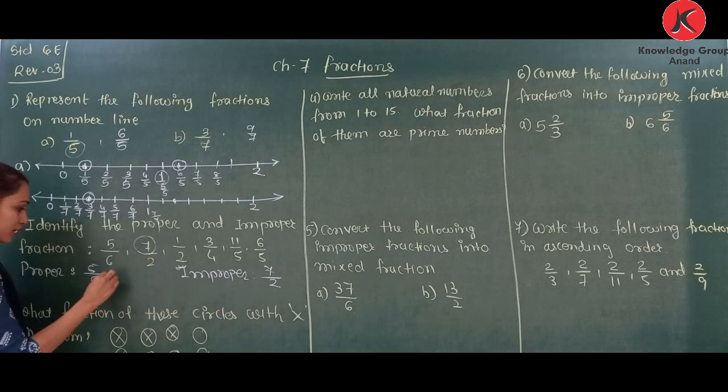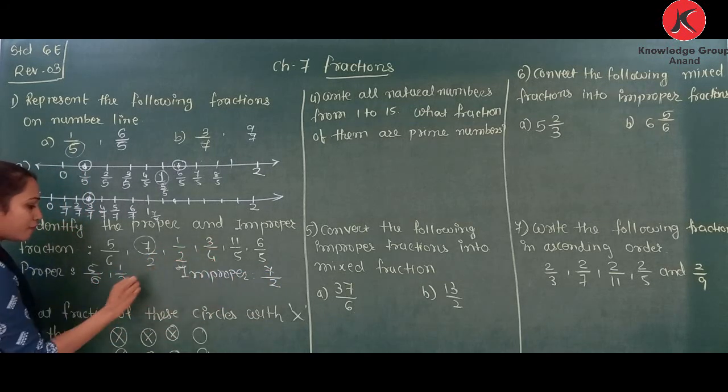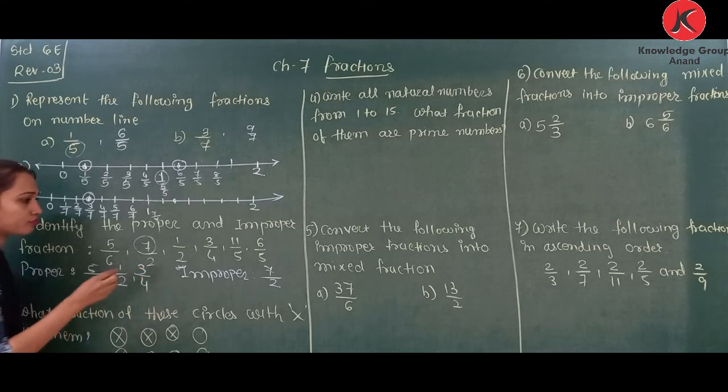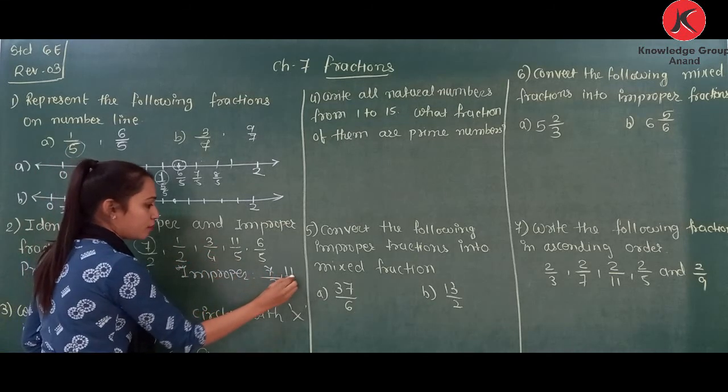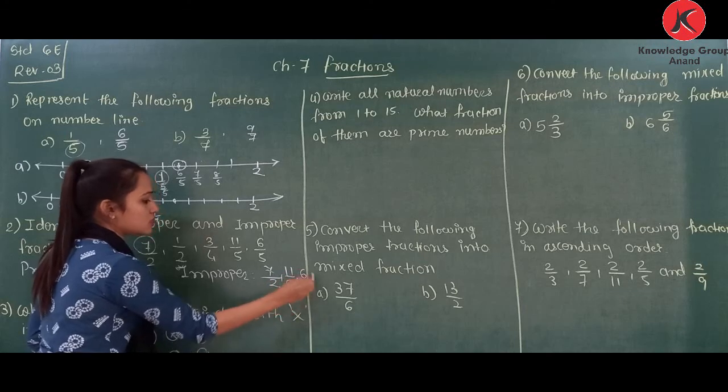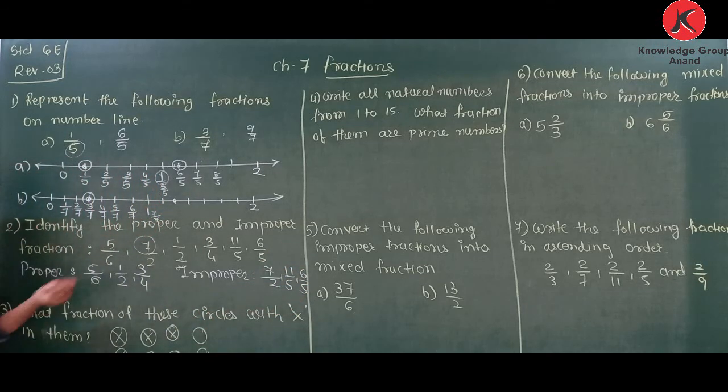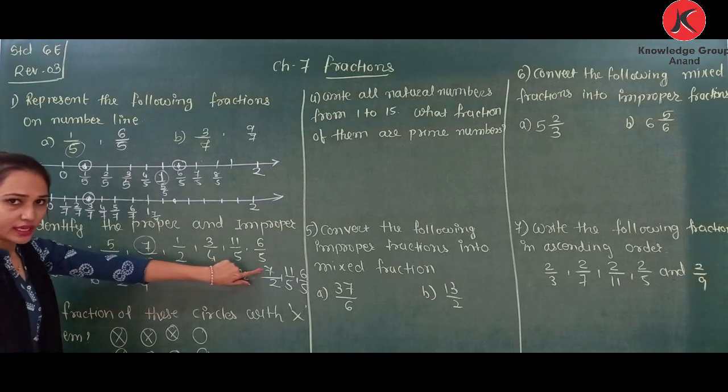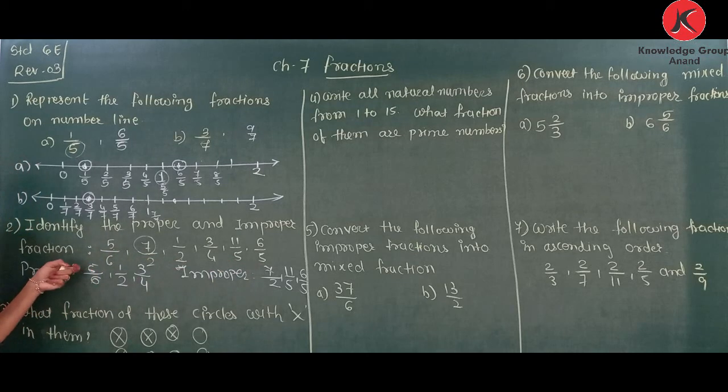1 by 2, so that is proper. 3 by 4, it is also proper. 11 by 5, improper, and 6 by 5 is improper. Why? Because here numerator is greater than denominator and there numerator is less than denominator.